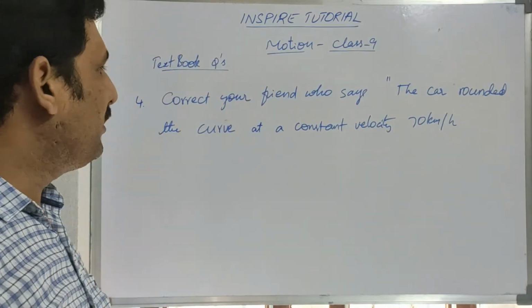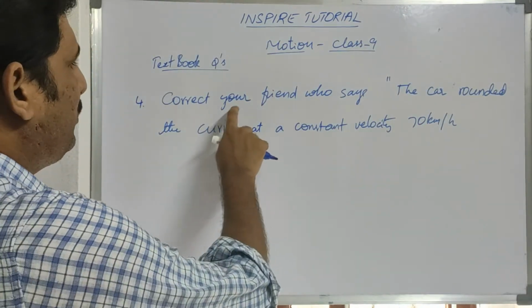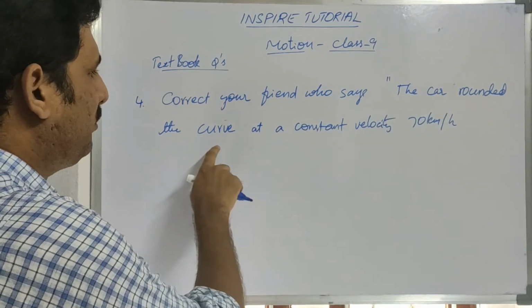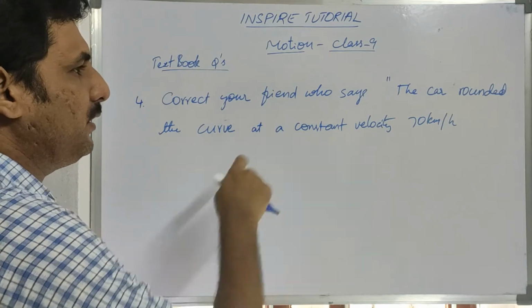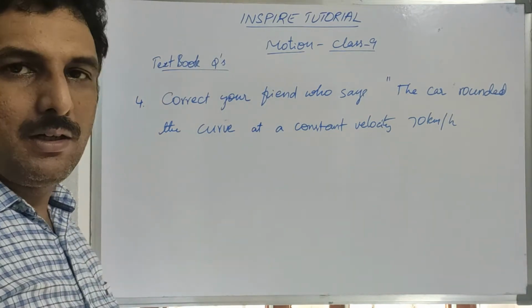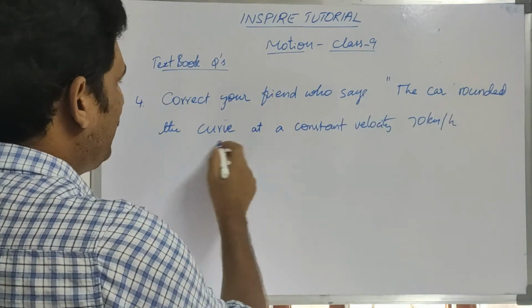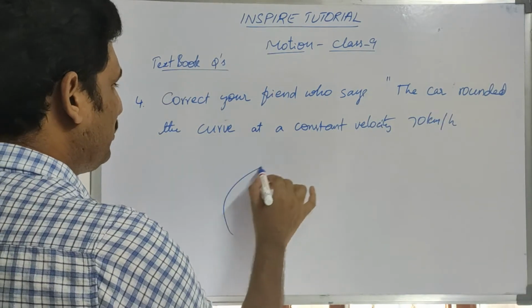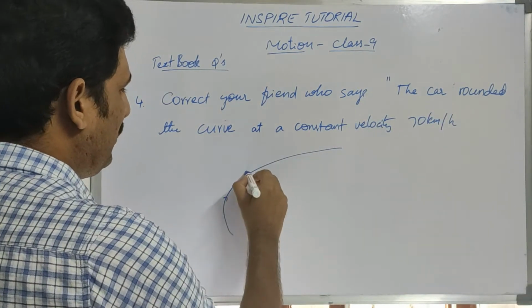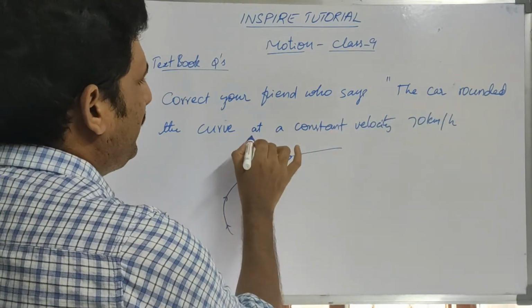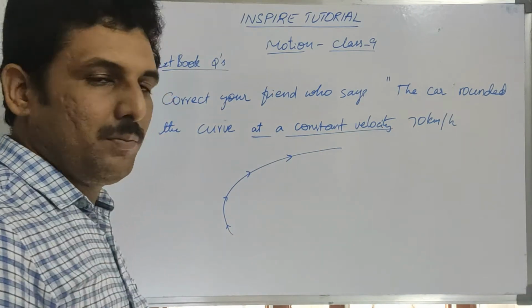And the fourth one is, correct your friend who says the car rounded the curve at a constant velocity of 70 km per hour. So in this statement he says the car rounded the curve. So the car is traveling through a curve, and he is saying at a constant velocity.